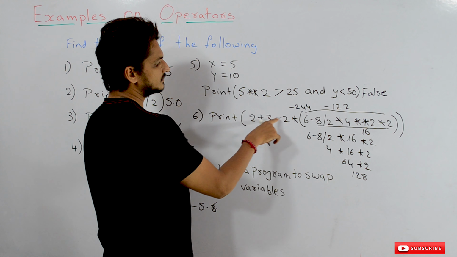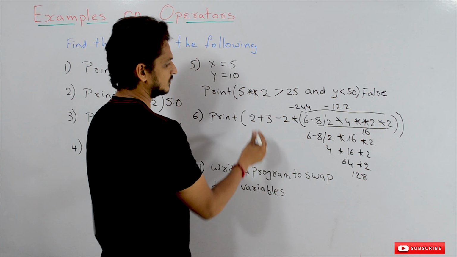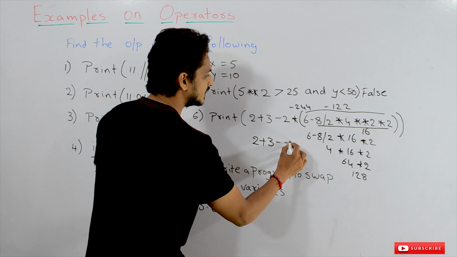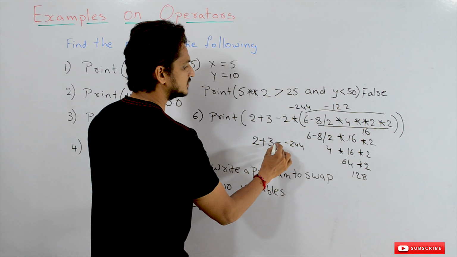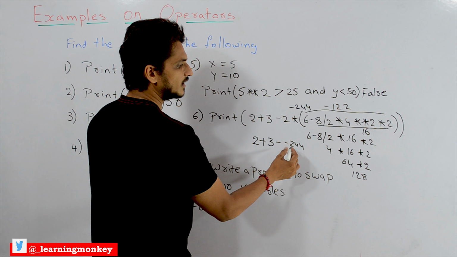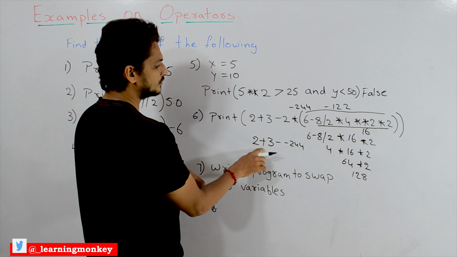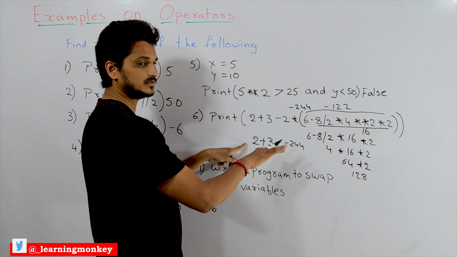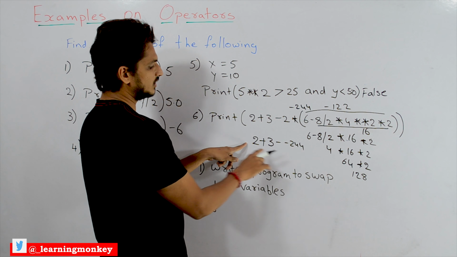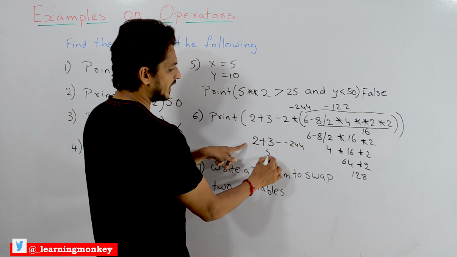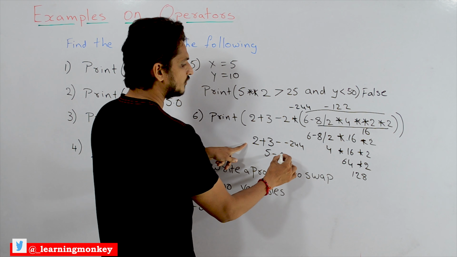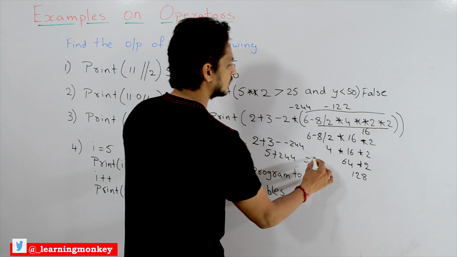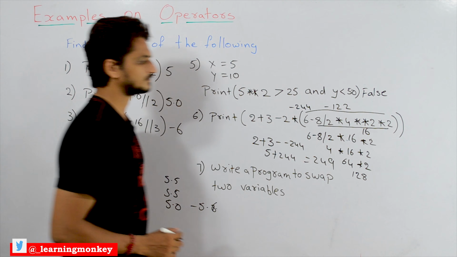So the equation is 2 plus 3 minus, minus 244. Minus into minus, what will happen? It will evaluate like this. 2 plus 3 will be evaluated first, then minus, because plus and minus have the same precedence, left to right associativity. 2 plus 3, what's the value? 5. 5 minus minus 244. Minus minus means plus. 5 plus 244 is equal to 249.